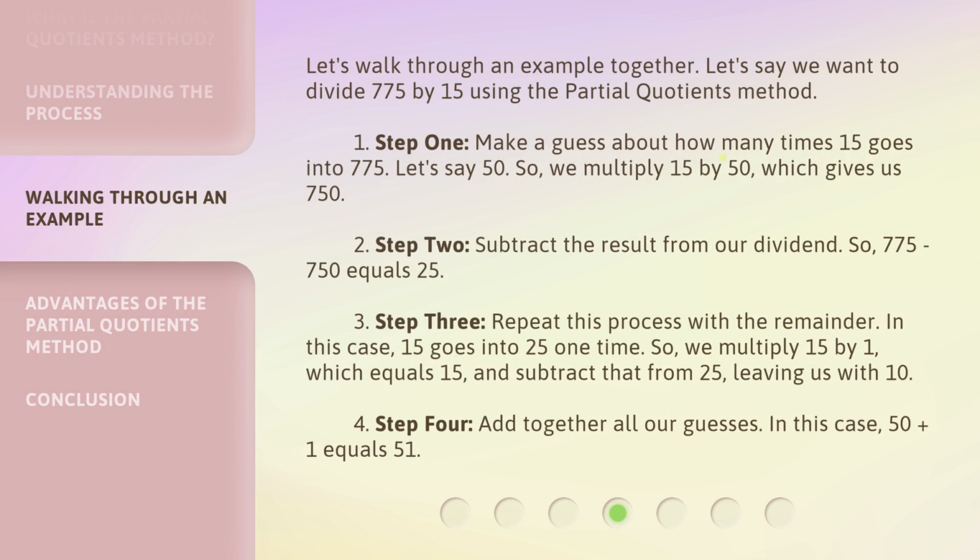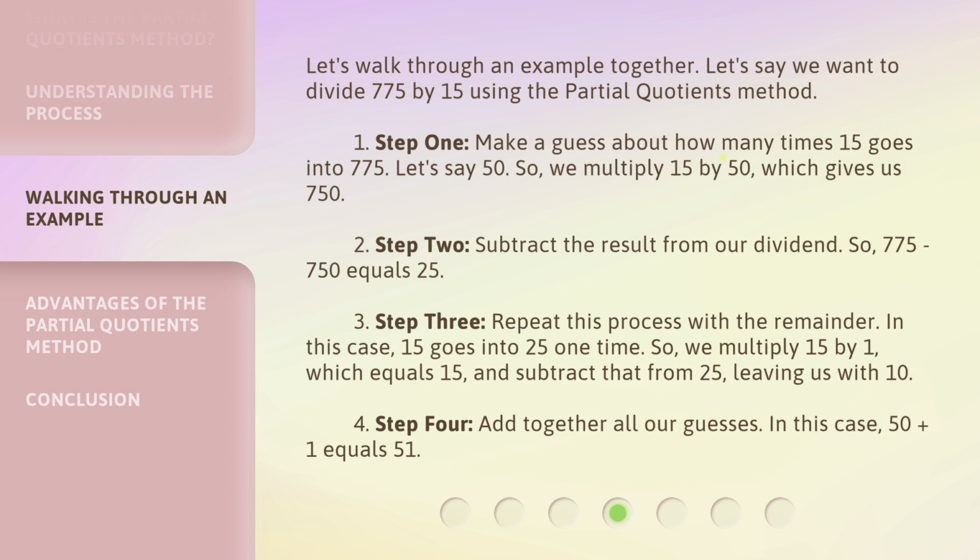Let's walk through an example together. Let's say we want to divide 775 by 15 using the partial quotients method. Step 1. Make a guess about how many times 15 goes into 775. Let's say 50, so we multiply 15 by 50, which gives us 750.